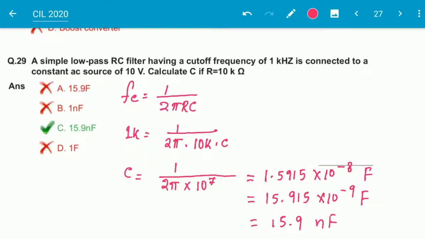Question number 29. A simple low pass RC filter having a cutoff frequency of 1 kHz is connected to a constant AC source of 10 volt. Calculate C if R is equal to 10 kilo ohm. Then fc is equal to 1 by 2 pi RC, and f is given as 1 kilohertz, equal to 1 by 2 pi into 10 kilo into C, and C is coming to be 15.9 nanofarad. This is option number C.